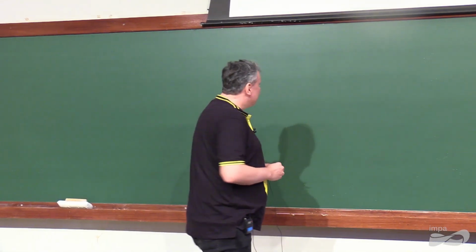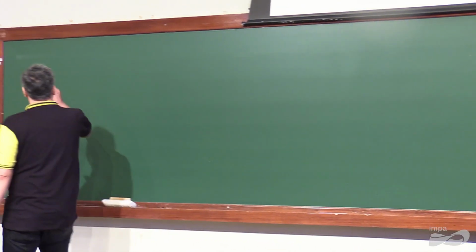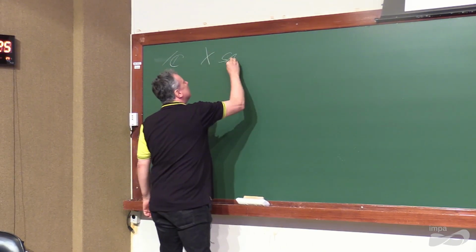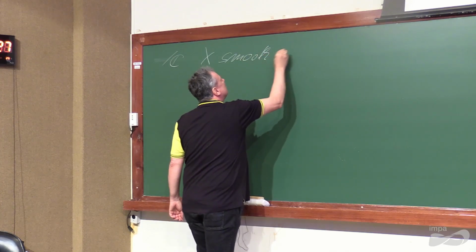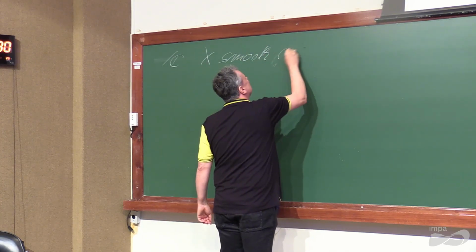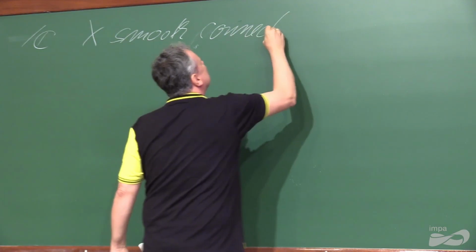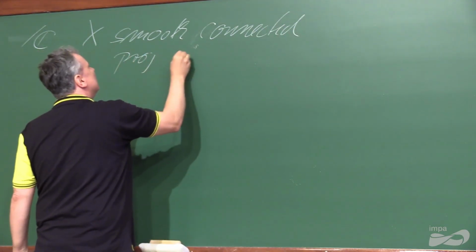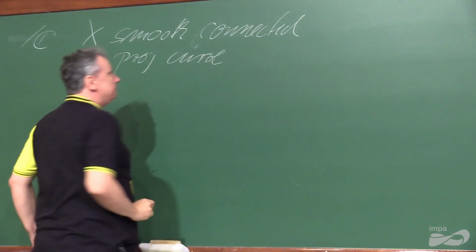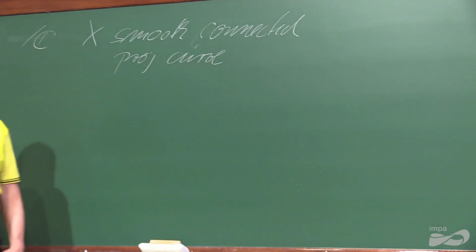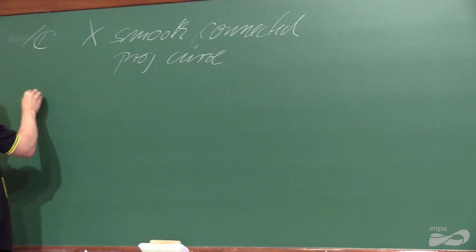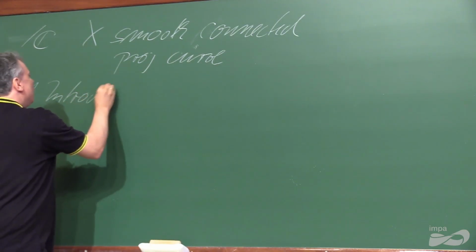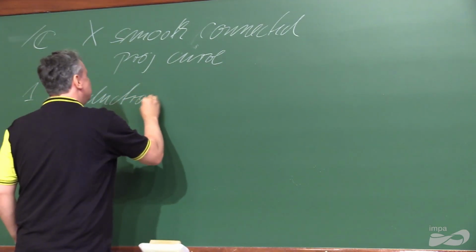So in my talk, I will work over the complex numbers, and X will be a smooth projective, connected projective curve. And since this is a pretty broad meeting, I will try to provide some background on the different objects which are relevant.